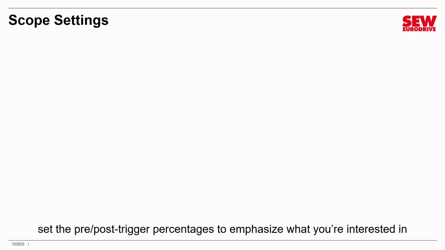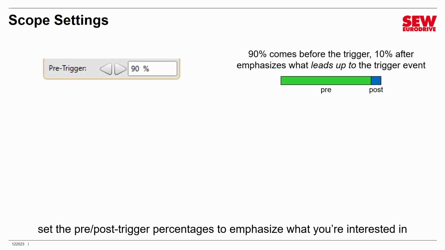Set the pre and post trigger percentages to emphasize what you're interested in. So for example, if you set pre-trigger to 90%, this means 90% of the data comes before the trigger and 10% comes after. What you're doing here is emphasizing what leads up to the trigger event. When you're tracking faults, this is generally a good combination because you're interested in what led up to the fault, not what happened after. Maybe you want to see how the VFD handles shutting down, which is why you collect 10% after, but most of your data comes before.